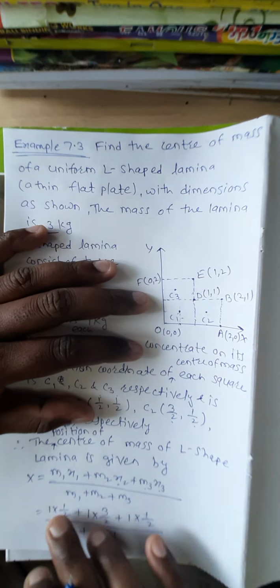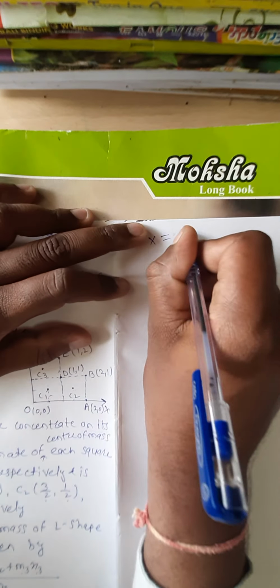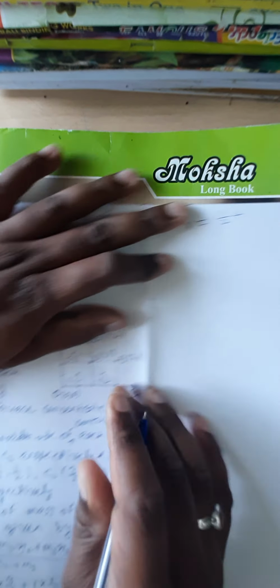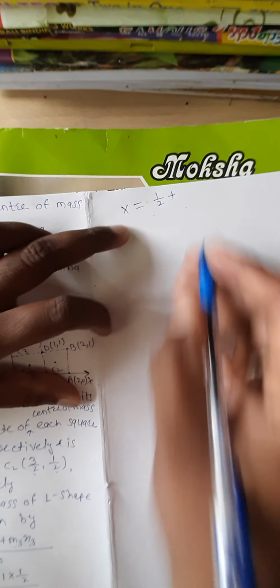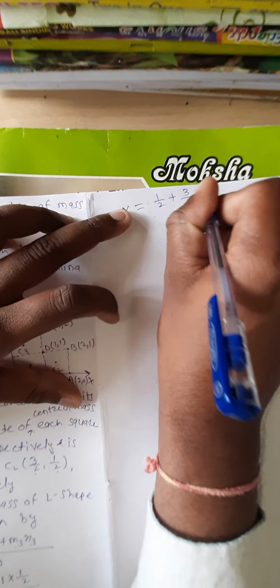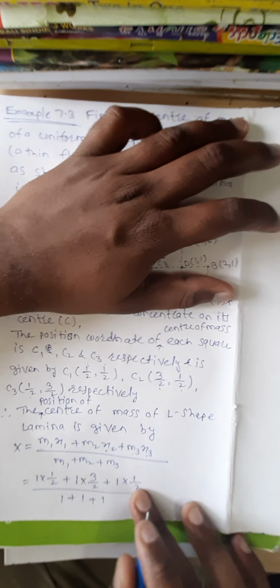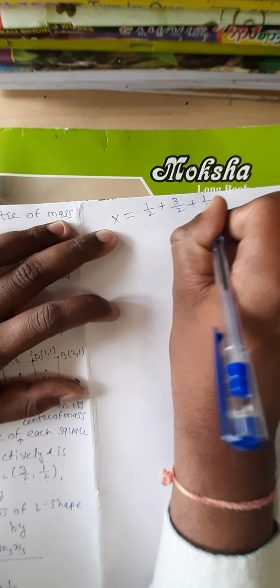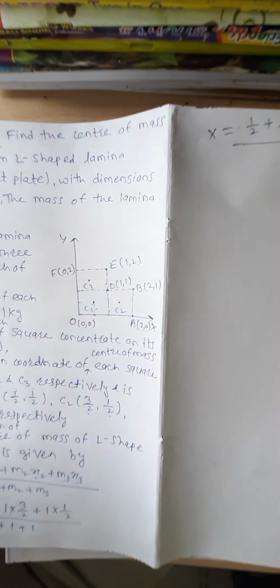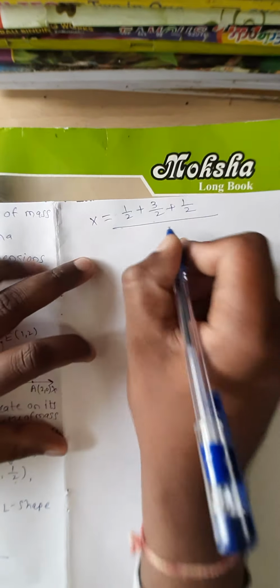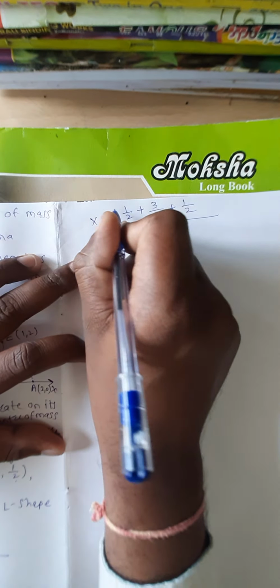Therefore x is equal to 1 into 1/2, which is 1/2, plus 1 into 3/2, which is 3/2, plus 1 into 1/2, which is 1/2, total divided by 1 plus 1 plus 1, which means 3 kg.